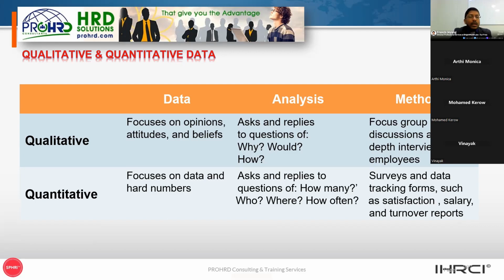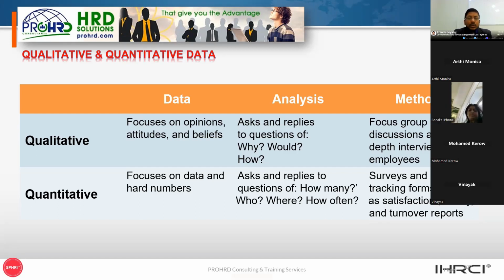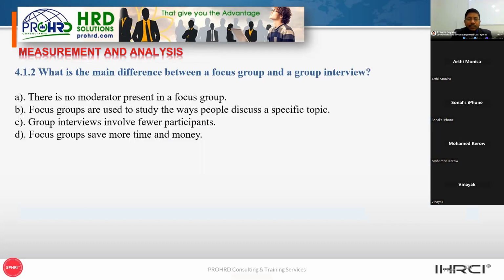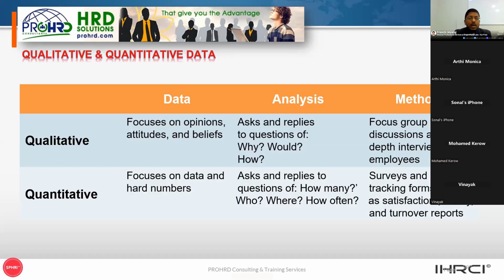In quantitative research, on the other hand, the focus is on data and hard numbers. Ask and reply to questions of how many, who, where, and how often. These are the questions being asked. Surveys and data tracking forms such as satisfaction, salaries, remuneration survey we saw in the previous module, all these are examples of quantitative data. Surveys and data tracking forms such as satisfaction, salary, turnover reports, all these are examples.